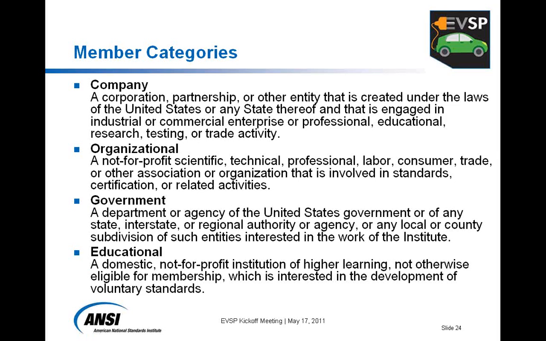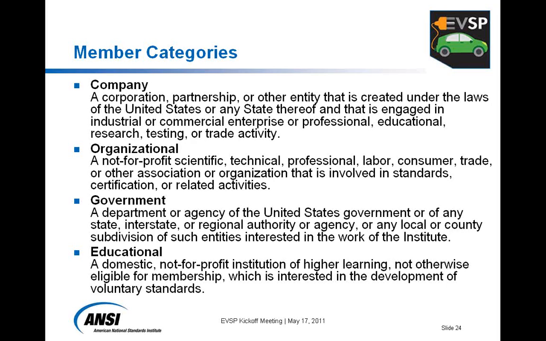So what are the member categories? These member categories really line up with the same member categories that are within the ANSI Federation: company, organizational, government, and educational. Companies, I'm not going to clear that slide, but you can see as it's outlined, it's generally fairly well defined what a company member is. Organizational members typically include scientific, technical, professional, labor, consumer groups, standards that are involved, standard certification and related activities. Most of our SDOs fit into the organizational member category.